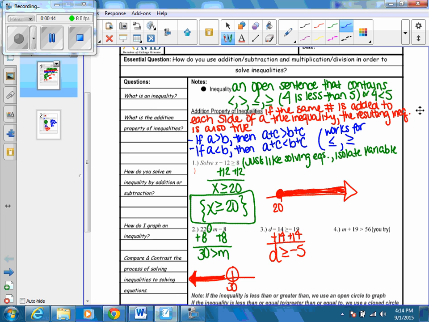The next thing up here is the addition property of inequality. It says if the same number is added to each side of a true inequality, the resulting inequality is going to be true. So if I look at this first part, if A is greater than B, the same thing is going to be true if A plus C is greater than B plus C. Same difference if A is less than B: my statement's still going to be true if A plus C is less than B plus C. And it's also going to work for less than or equal to and greater than or equal to.